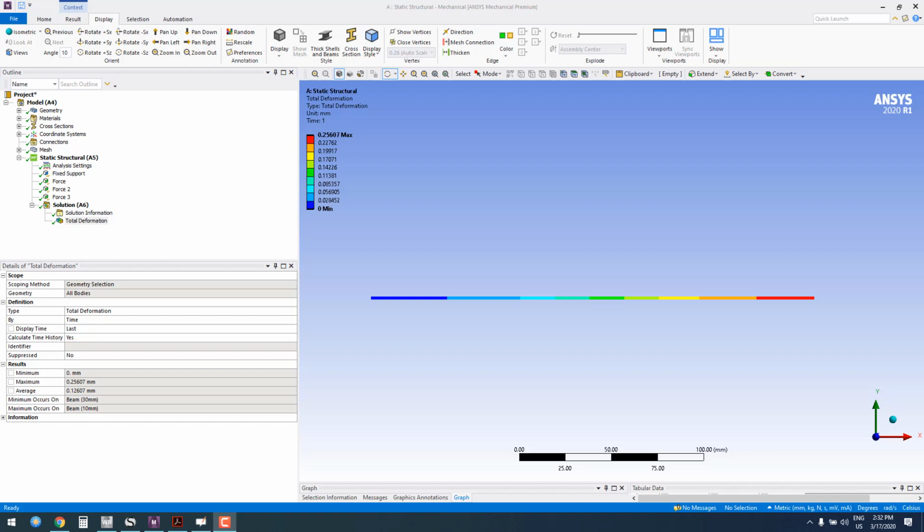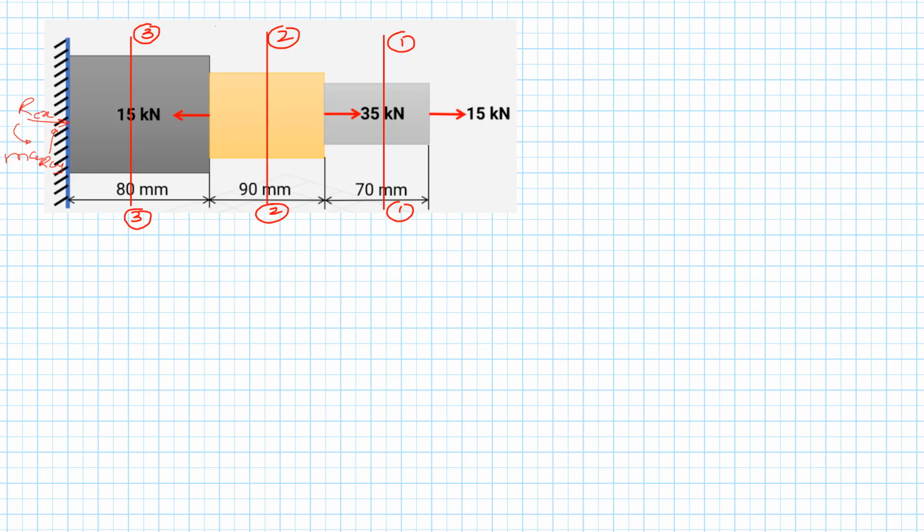In this session, before going to view the results, we will see how by hand calculation we can solve the existing problem. So let's discuss that. This is our problem, and we have cut the full problem into 3 sections. This cut is to establish the internal forces at those locations.